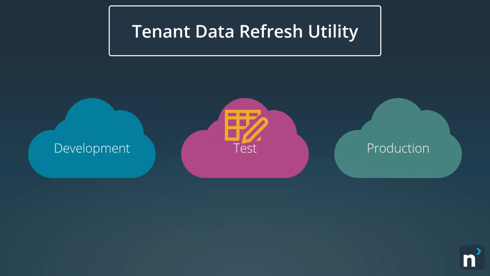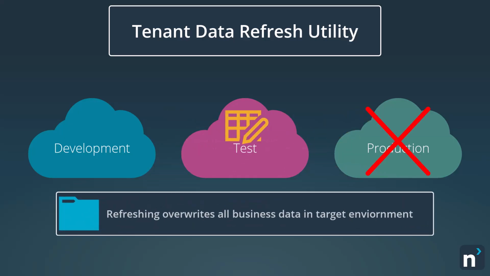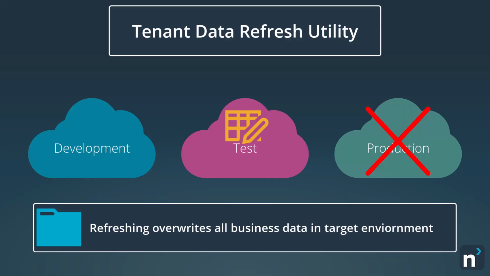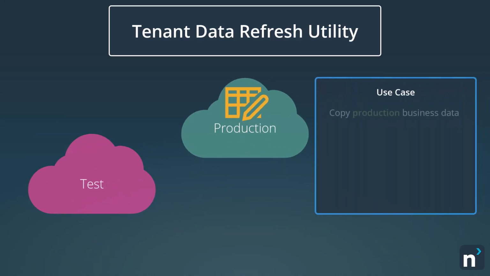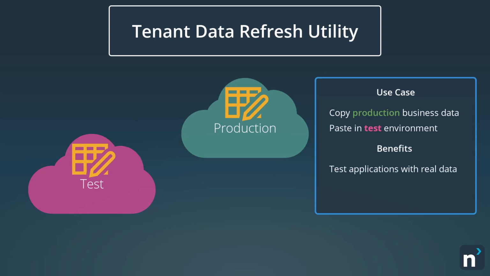As a critical best practice, never refresh data into the production environment. Refreshing data in a production environment overwrites live business data and can disrupt operations. A common use case is copying business data from production to a test or development environment. This allows teams to work with real data when building and testing applications. It's also useful for onboarding new employees, giving them access to a realistic sandbox environment where they can learn the system without impacting live data.